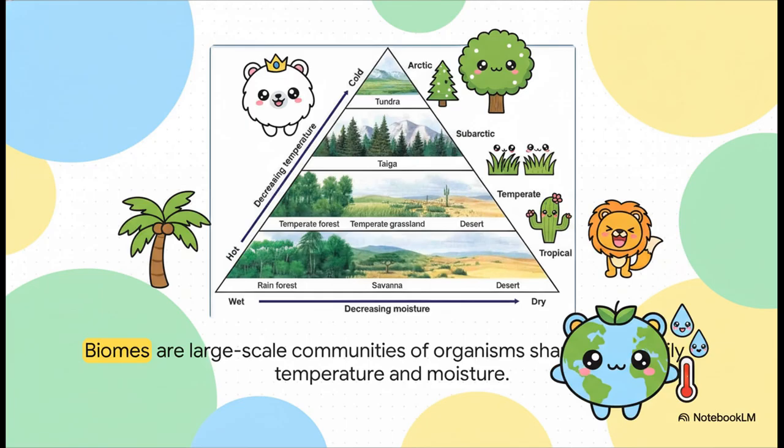So the whole planet is organized into these massive communities that we call biomes. And each one is primarily defined by just two things, temperature and moisture. That's it. Where a place falls on these two scales, from hot and wet all the way to cold and dry, that determines the entire community of plants and animals that can possibly survive there.